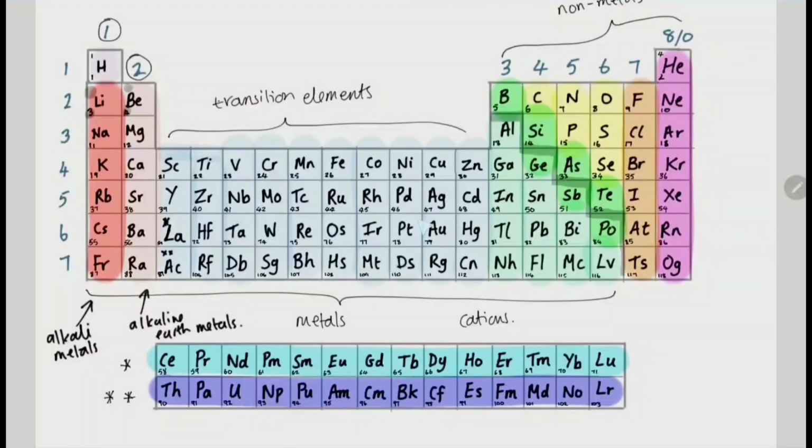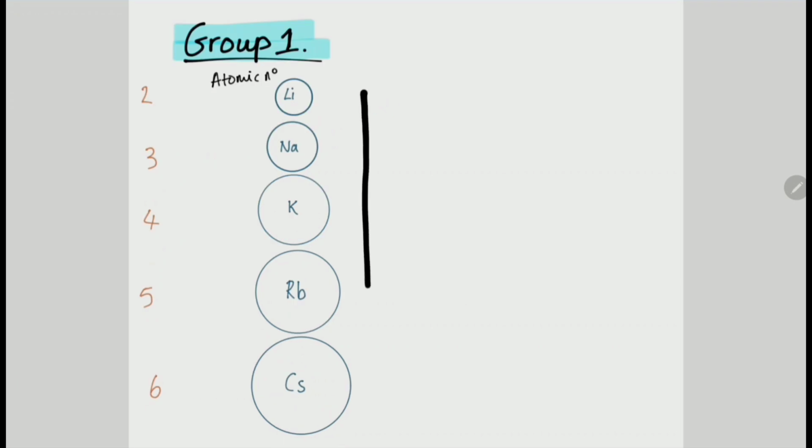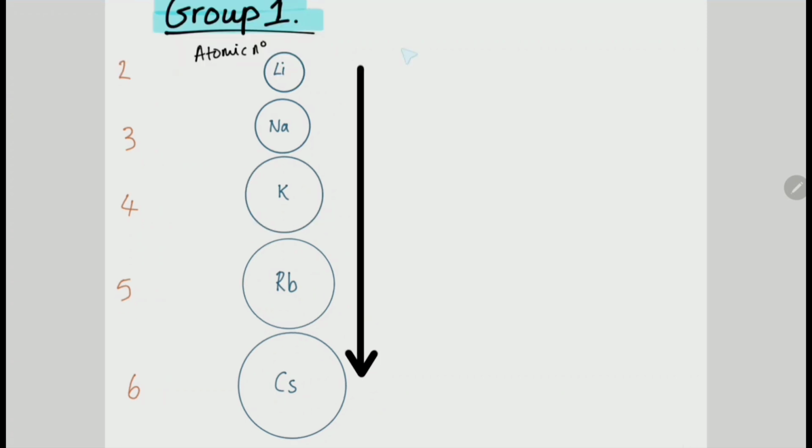But the reactivity can change down groups as well. So we're going to look at how reactivity changes down group 1 and also look at group 7. So looking at group 1 elements, group 1 elements are from lithium all the way to cesium. And we're going to look at the reactivity down the group.